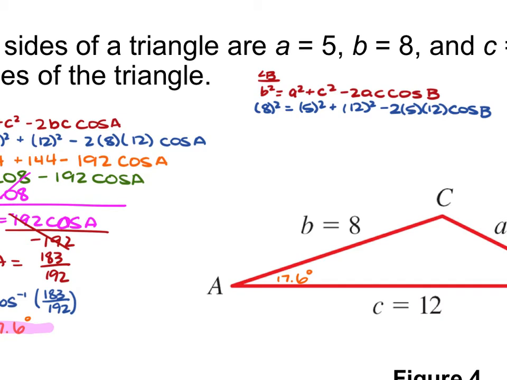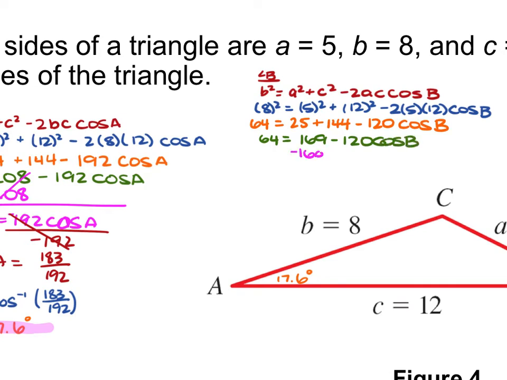From here, 8 squared is 64, which is equal to 25 plus 144 minus 2 times 5 times 12, which gives us a negative 120 cosine B. From here, add the 25 and the 144. We get 169, so that's 64 is equal to 169 minus 120 cosine B.